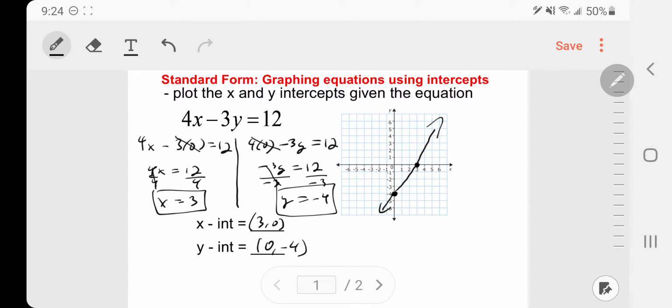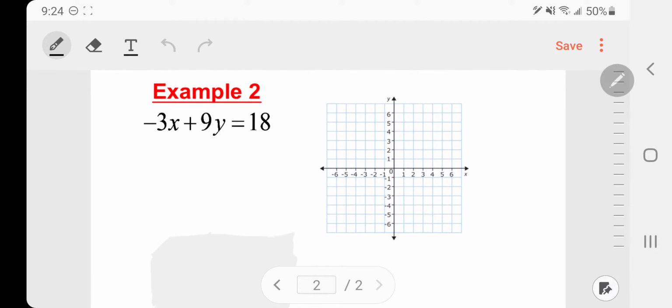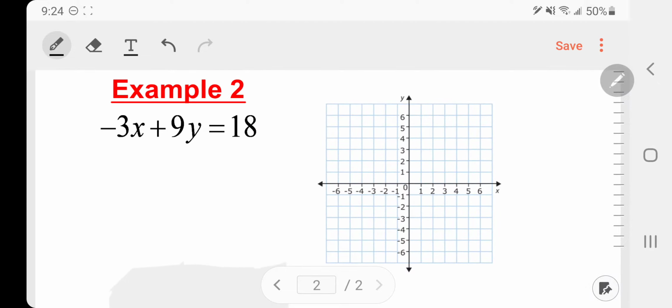Alright, so let's take a look at one more method here. I could solve this one by using the intercepts again. I could cover this, 18 divided by negative 3, and then do the same thing, 18 divided by 9, to get the intercepts, but let's go ahead and use a different method. If for some reason you can't find the intercepts, you could also look to get your equation into slope-intercept form by getting y by itself.